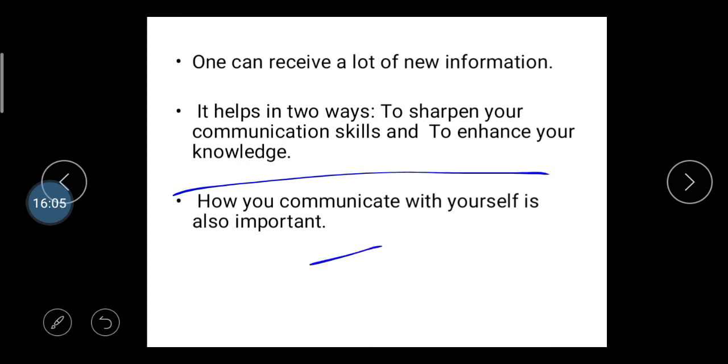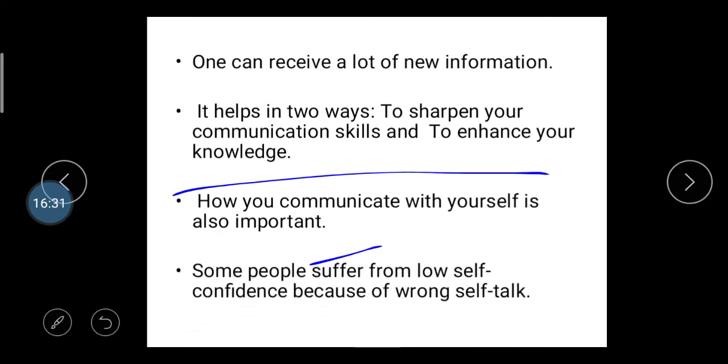Some people communicate with themselves to motivate themselves. Sometimes you also see this type of communication with yourself in movies and in some dramatic shows. So communication with yourself is also very important. Then after, some people suffer from low self-confidence because of wrong self-talk.